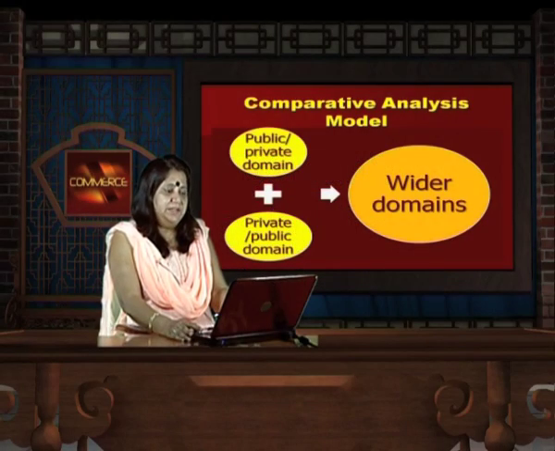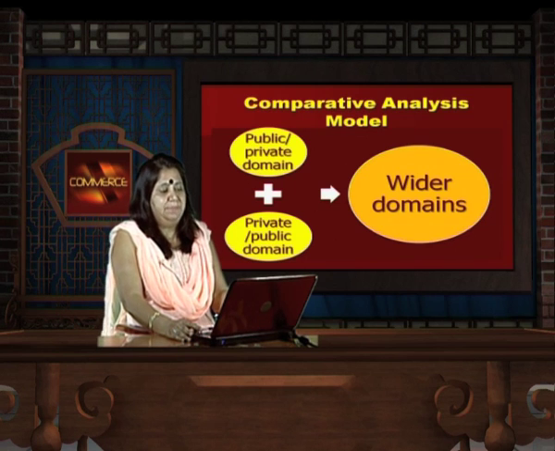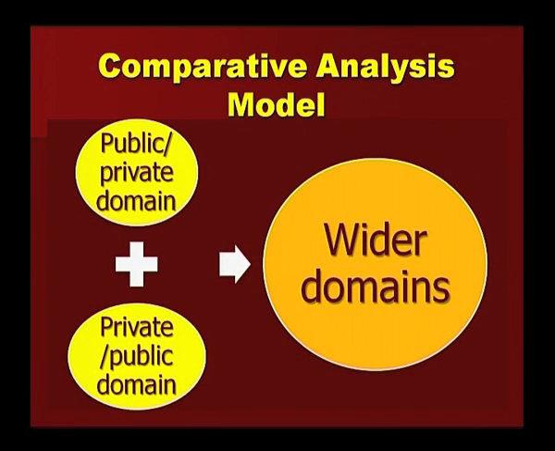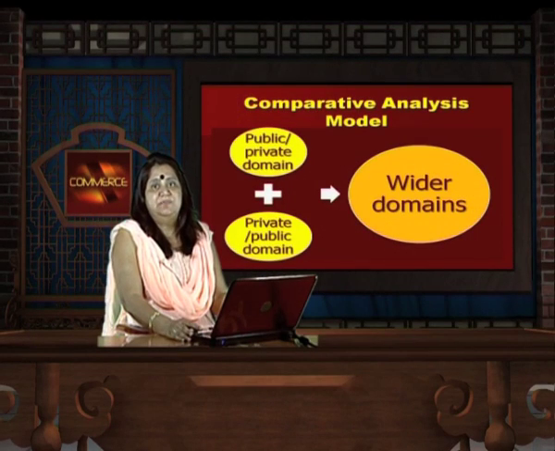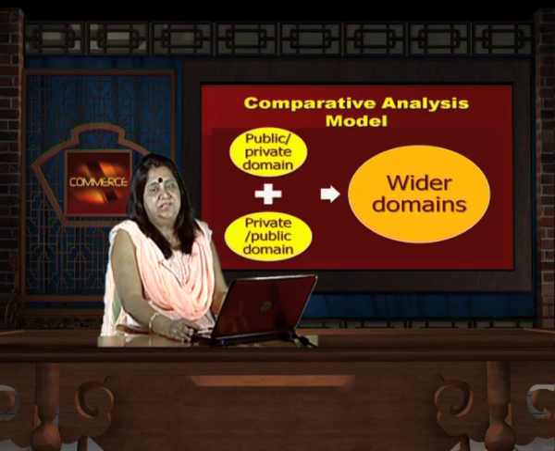Let us study another model, that is the comparative analysis model, which is the combination of both the public and the private interface. Here the public versus private domain plus the private versus public domain goes to the wider domains, that is both the domains, whether it is the public domain or the private domain, work with each other, and then their working and their standards are rated, and they disseminate the kind of services to the wider public views.